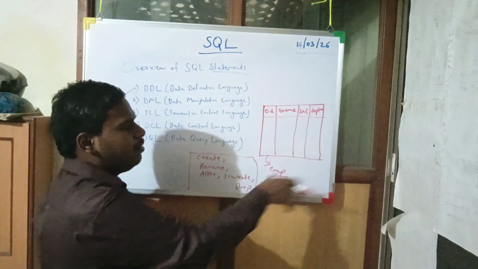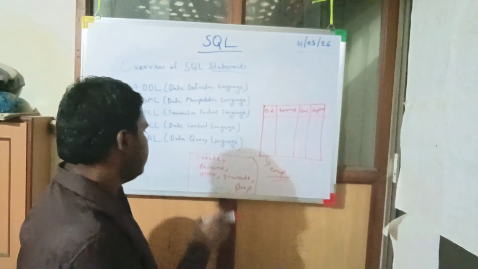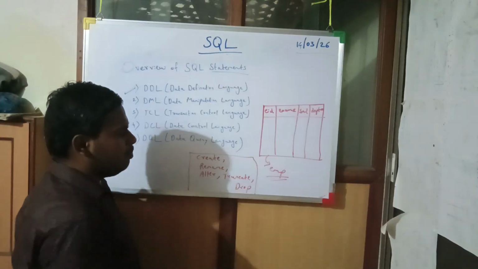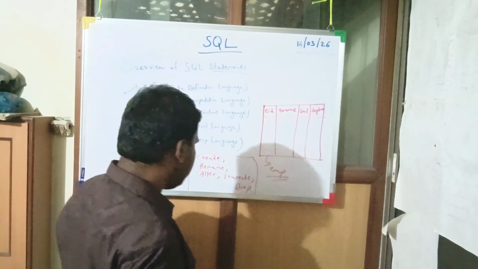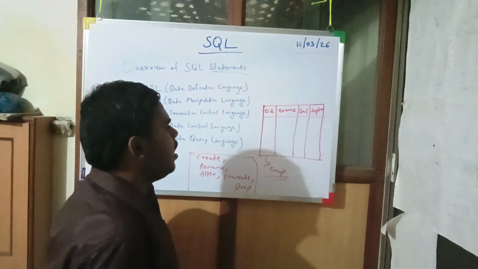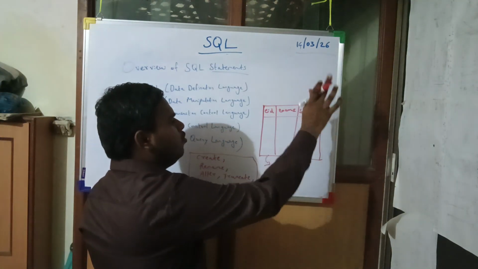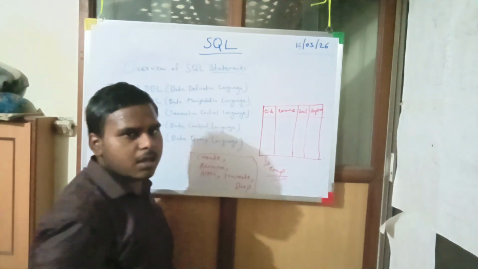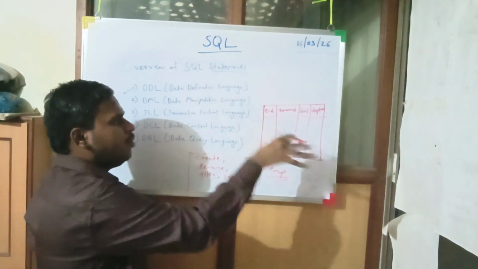Create means creating the table structure or views. Rename means renaming the table, for example renaming the employee table to EMPS. Alter means adding one more column; I want to remove one column, or I want to add one row. Drop means I want to remove the employee table only.